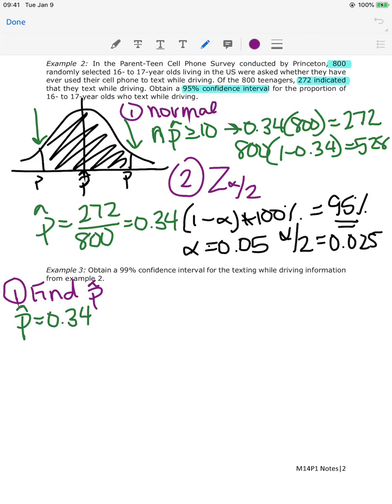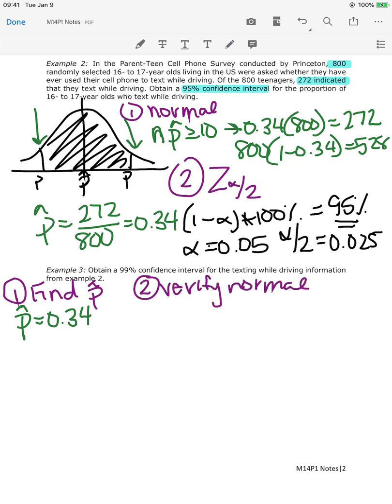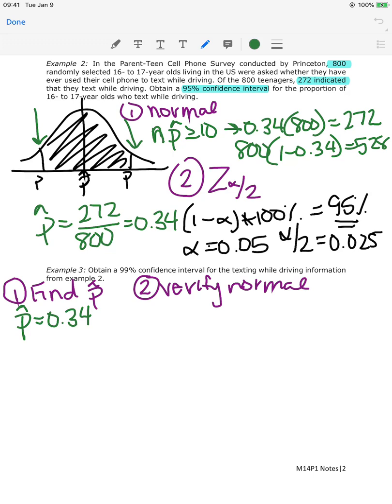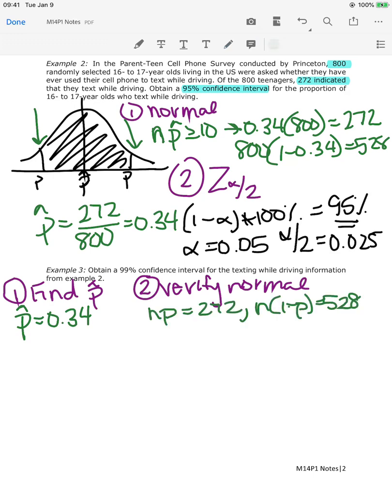Step 2 will be to verify that it's normal using p hat in place of p, which we also did in the previous example. So our n times p was 272, and our n times 1 minus p came out to be 528, both of which are bigger than 10, so it's normally distributed.